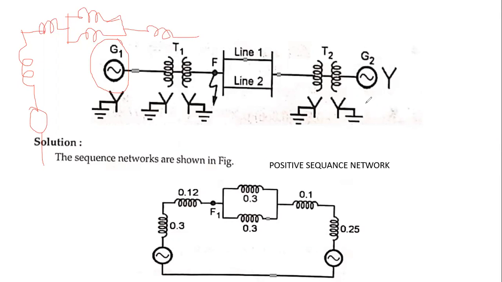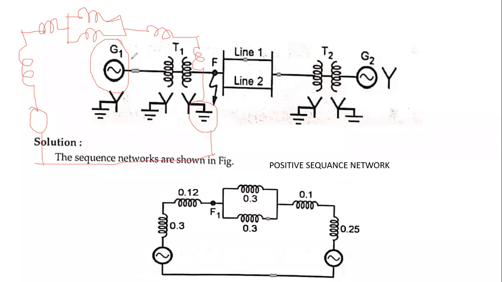After that we connect generator G2. What is the equivalent for generator G2? Reactance in series with the voltage source. This is the equivalent positive sequence network diagram for the given single line diagram. Then we substitute all the reactance values into this diagram.